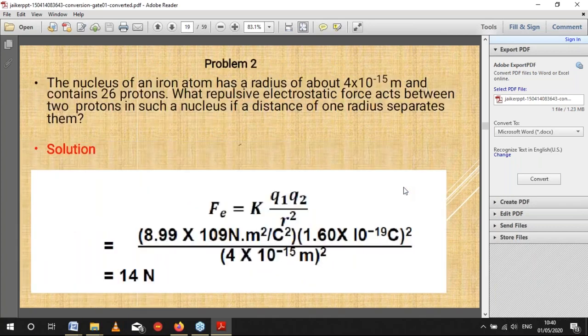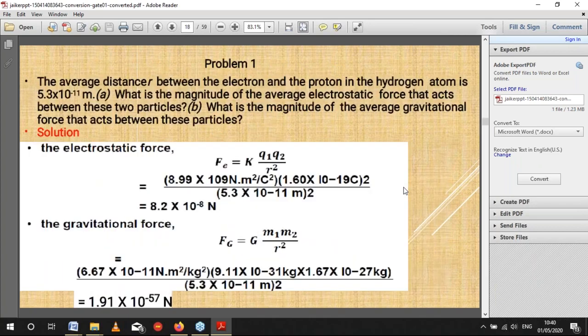The average distance between the electron and the proton in the hydrogen atom is 5.3 times 10 raised to power minus 11 meters. Question number 1 says, what is the magnitude of the average electrostatic force that acts between the two particles? B. What is the magnitude of the average gravitational force that acts between these particles?